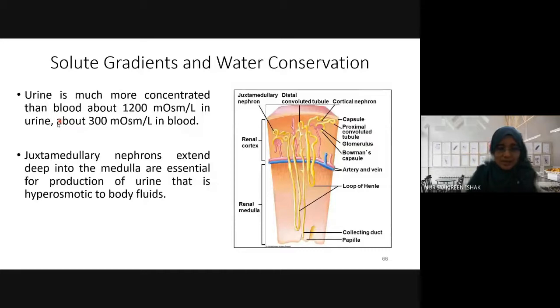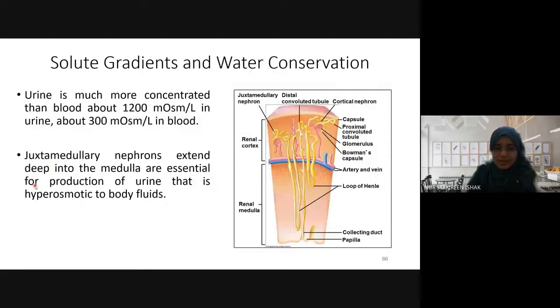is about 300 milliosmol. Okay, so as I've mentioned and I've explained about the juxtamedullary nephron. Okay, juxtamedullary nephron extend deep into the medulla that are essential for the production of urine that is hyperosmotic to body fluid. So juxtamedullary nephron is really important to conserve water within the body because it has a longer loop of Henle. So when it has a longer loop of Henle, more water will be reabsorbed compared to the cortical nephron where it has only a short loop of Henle. So it does not really reabsorb water so much as the juxtamedullary nephron.